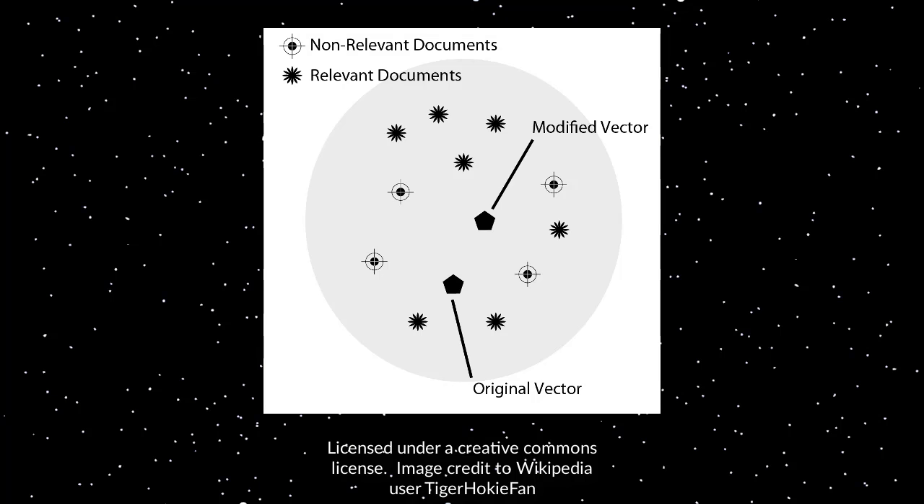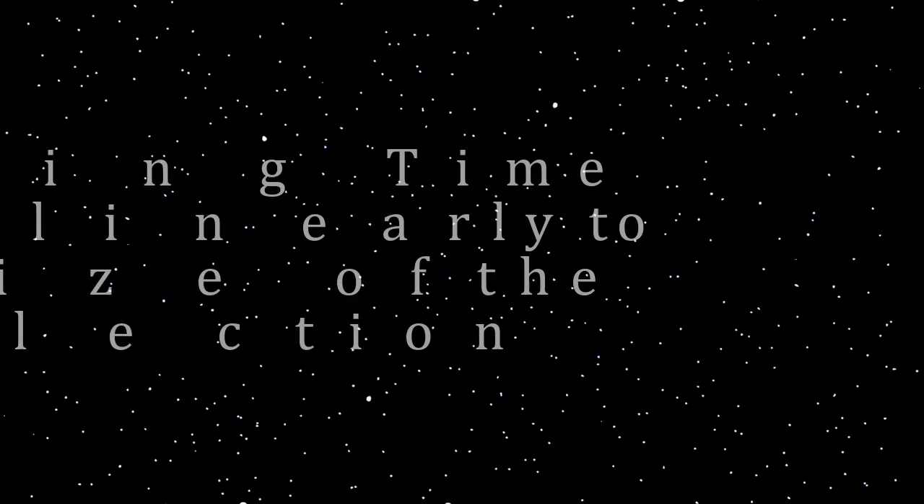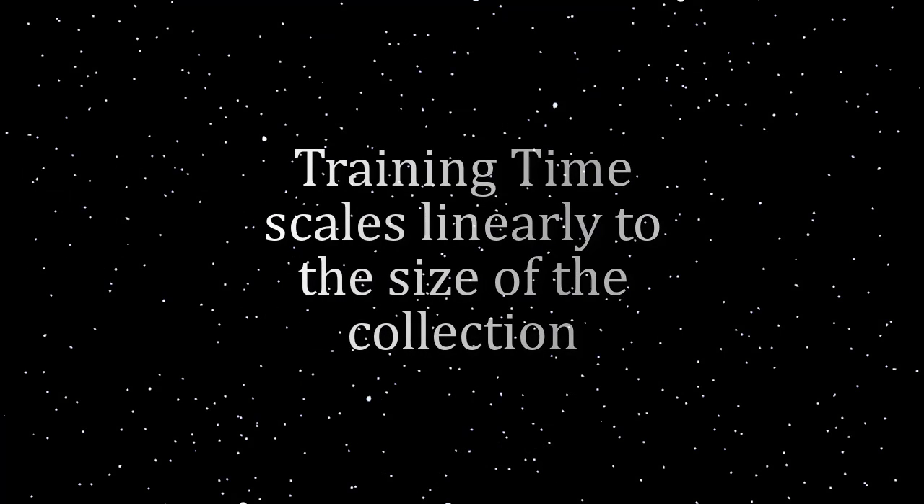Rocchio classification removes the query element of this process. In terms of time complexity, Rocchio behaves similarly to naive Bayes. The training time scales linearly to the size of the document collection.